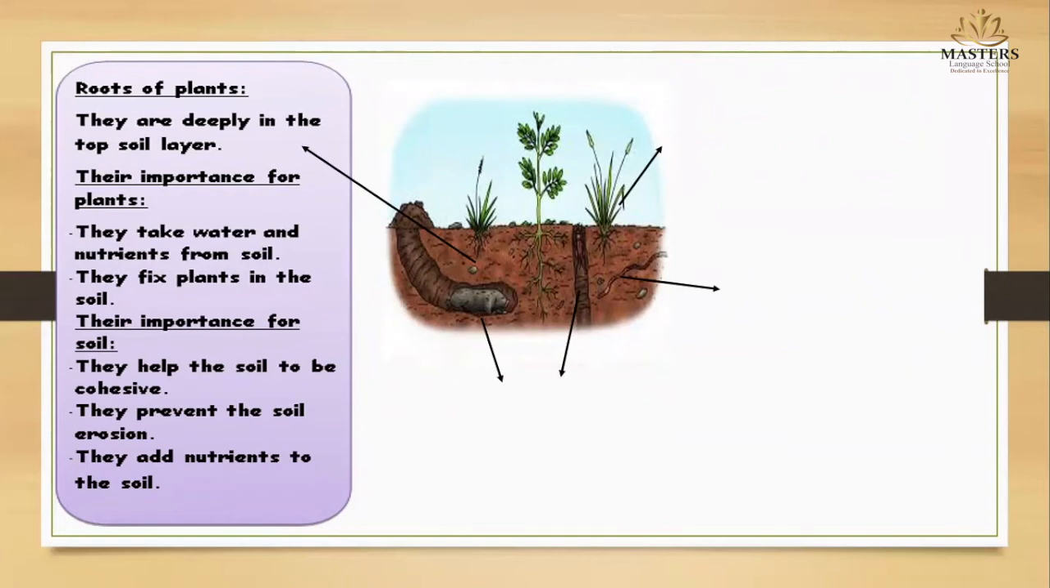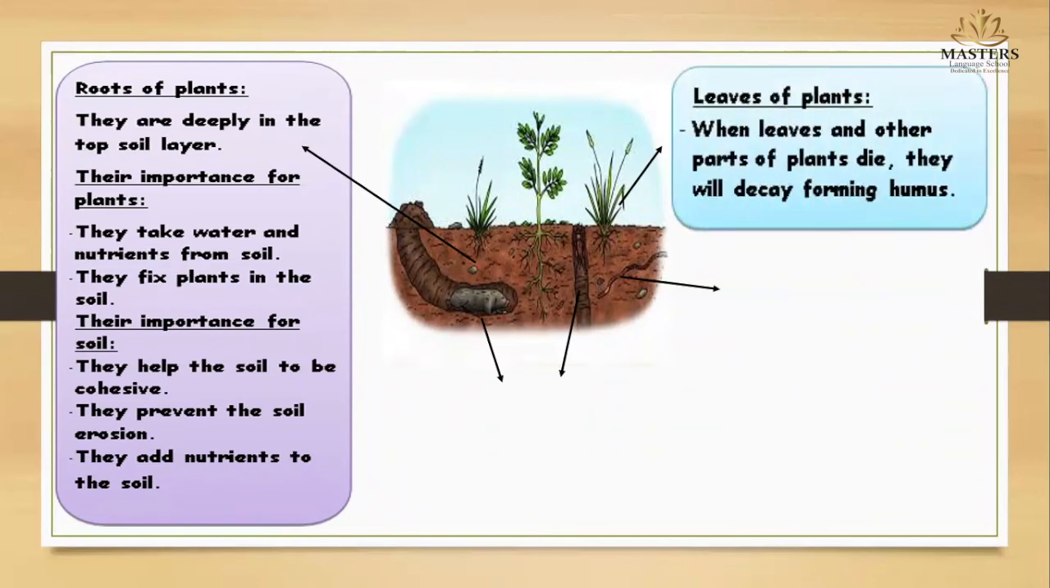And the importance of the roots of the plants for the soil itself: they help the soil to be cohesive. They prevent soil erosion. They add nutrients to the soil. Then, the leaves of the plant. When the leaves and other parts of the plant die, they will decay or break down, forming humus. So, this is the importance of the leaves for the soil.